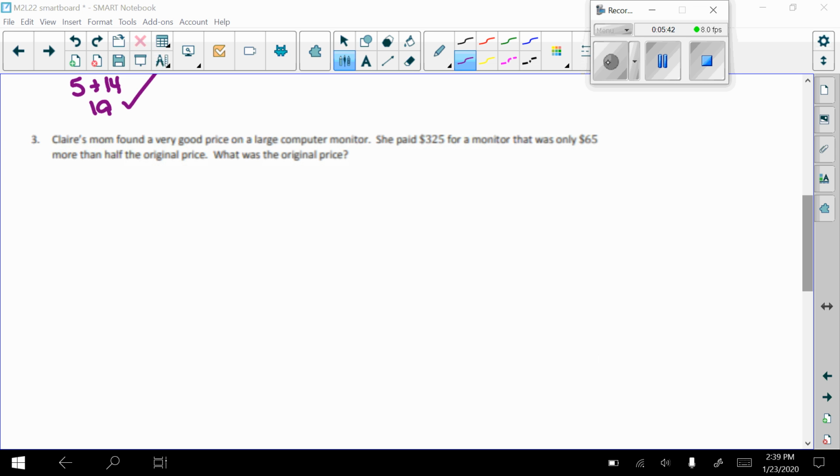Claire's mom found a very good price on a large computer monitor. She paid $325 for a monitor that was only $65 more than half the original price. What was the original price? So that's what I need to find. So that tells me right away, let P be original price.